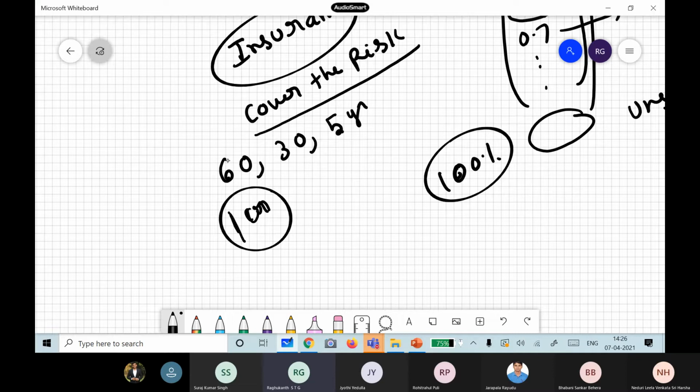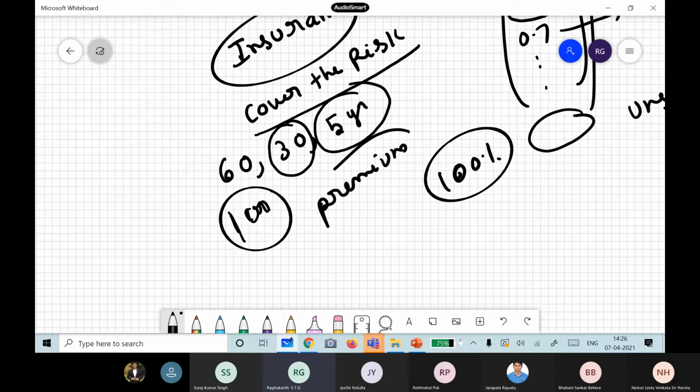Okay, so maybe his premium is 1 lakh per year, say. This fellow maybe 50,000, and this fellow maybe some 20,000 or 10,000, like this. You see the premium, you see what the companies actually charge. So this is a concept. Now this concept has entered even our buildings also.